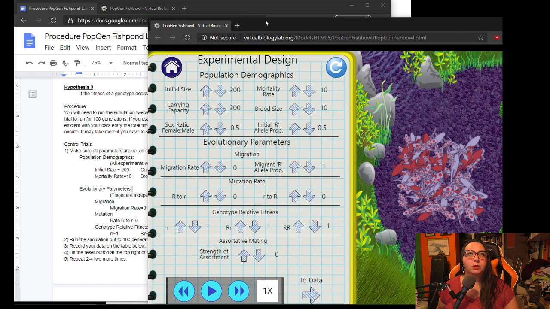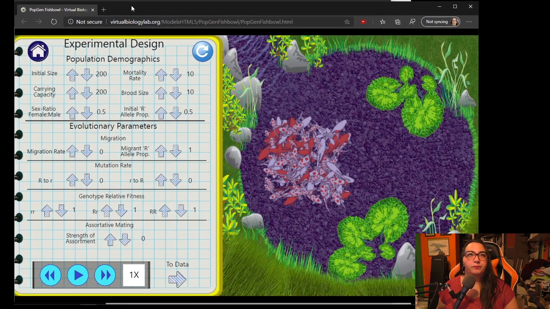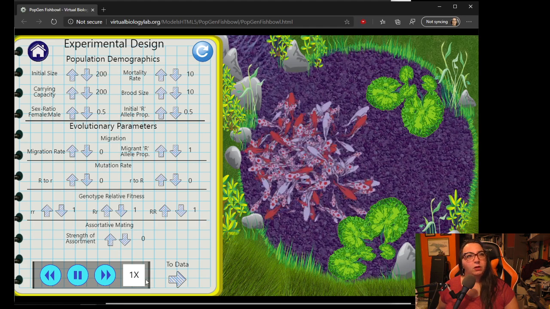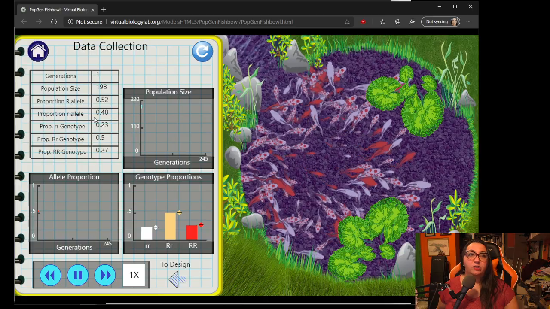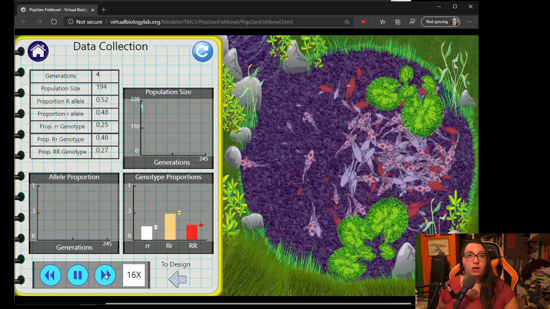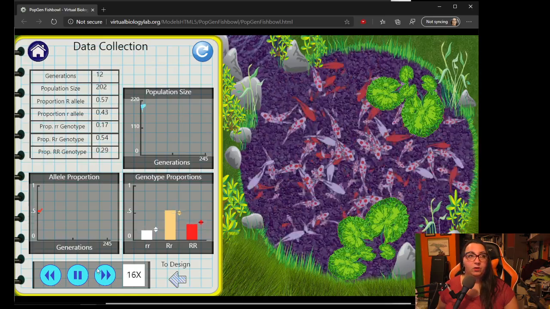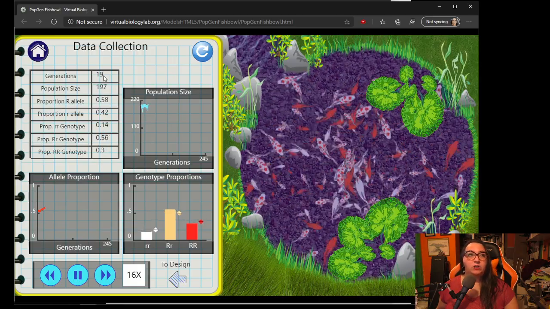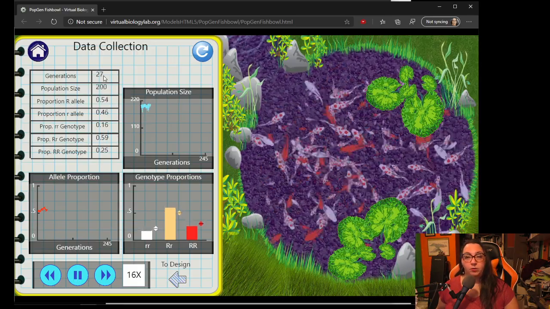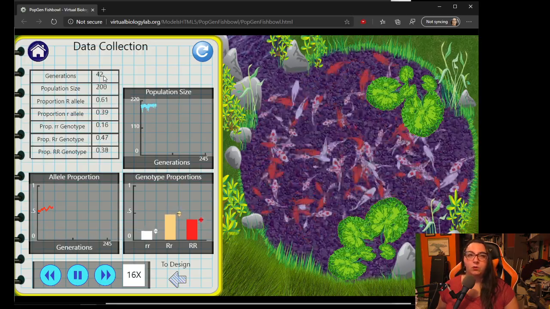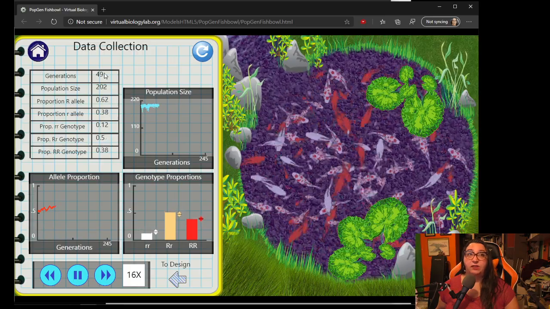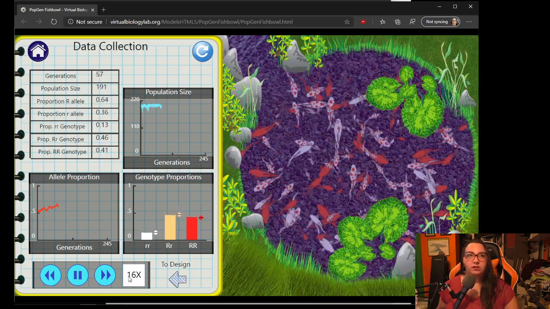I'll enlarge this a little bit and pull it over for us. So we're all set. I'm going to hit start, and the fish start swimming. I'm going to go over to my data, and we can watch these graphs get built. We can watch the numbers change. I'm going to speed up my time and make the fish go crazy. And we're going to count out the generations here. It does go pretty quick. It may seem like a long time at first, but after you do a few, it's less than a minute per run if you run it at 16x.